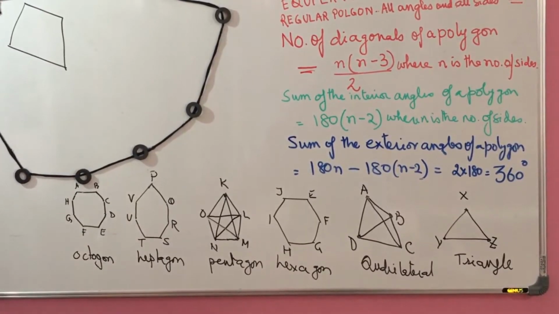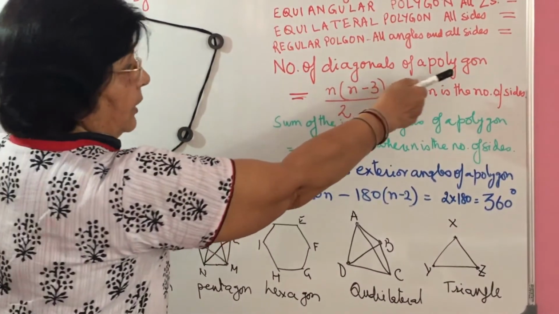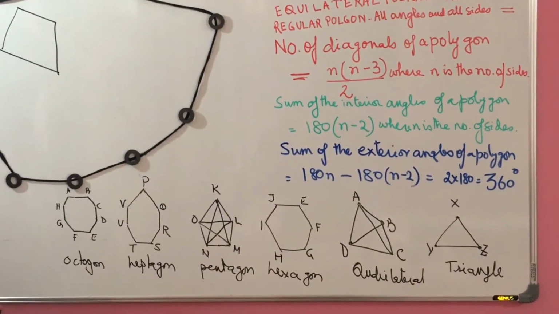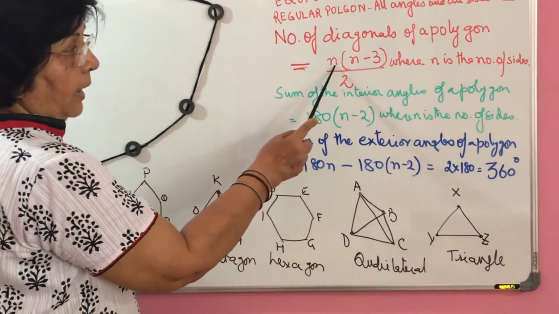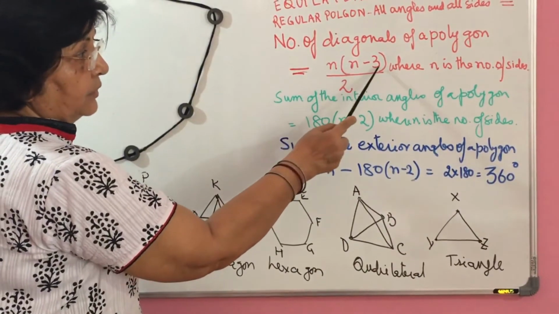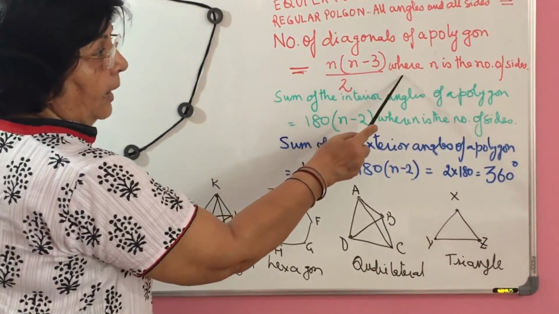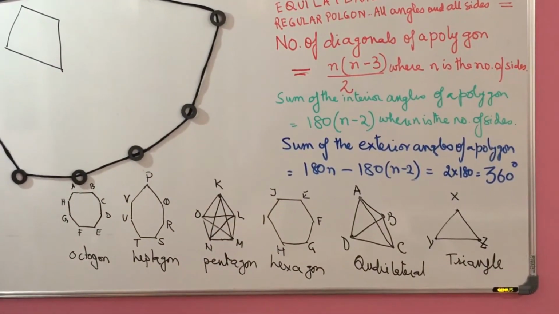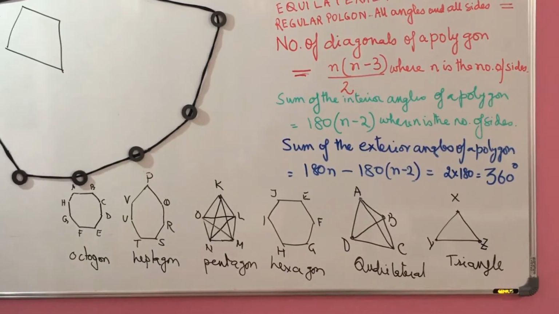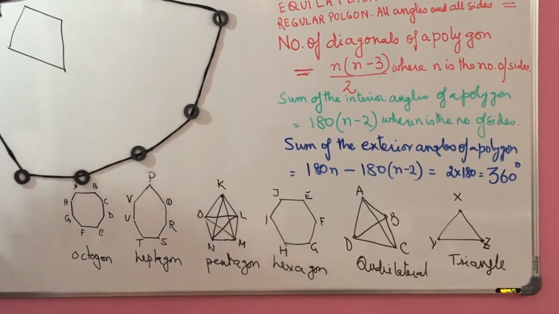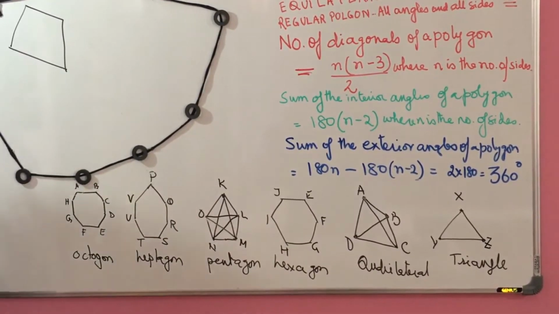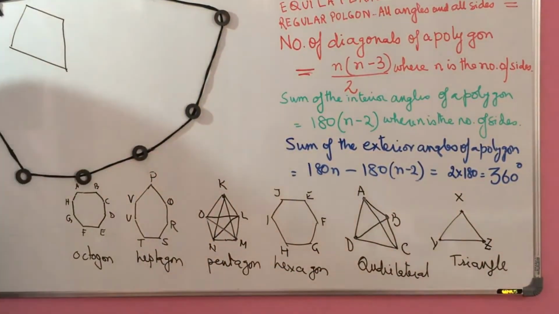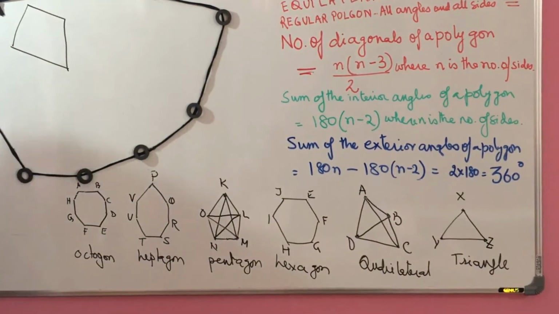Now you'll find that the number of diagonals of a polygon is given by the general formula n(n minus 3) upon 2, where n is the number of sides of the polygon. So next we come to the sum of the interior angles of a polygon. All of you know that the sum of the interior angles of a triangle is equal to 180 degrees.